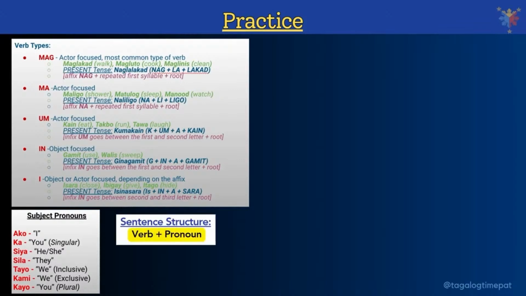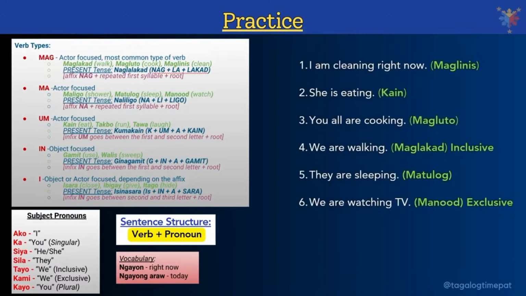Then here is the simple sentence structure, verb plus pronoun. And then here are some vocabulary terms to indicate present tense. So ngayon means right now. Ngayong araw means today. And here are some examples. So number 1, I am cleaning right now. Maglinis means to clean. Number 2, she is eating. Kain means to eat. Number 3, you all are cooking. Magluto means to cook.